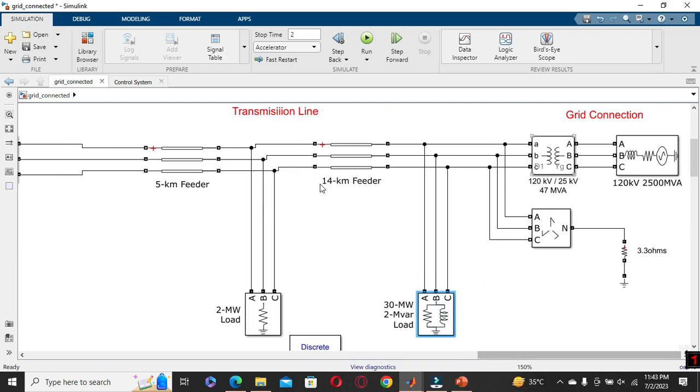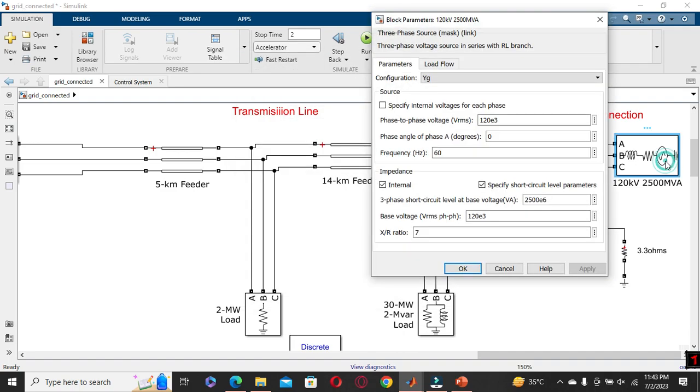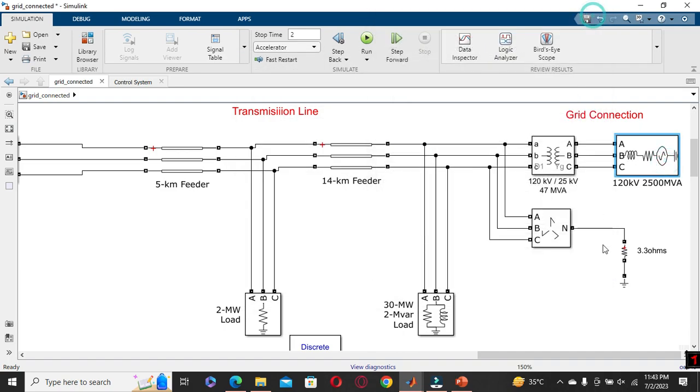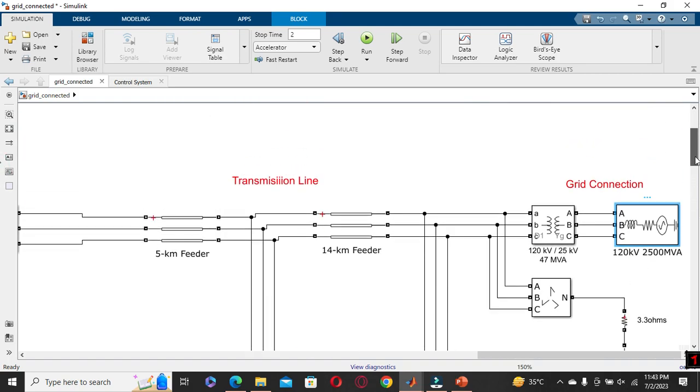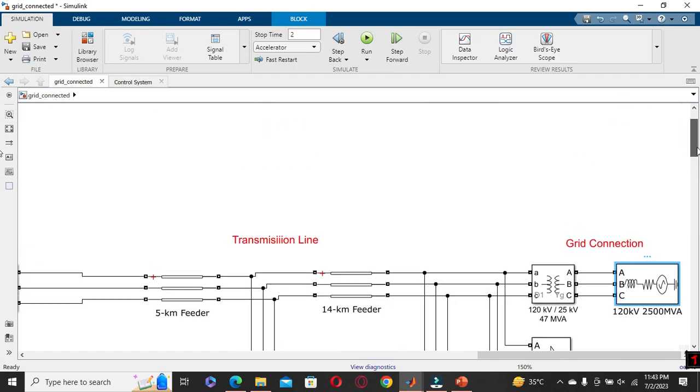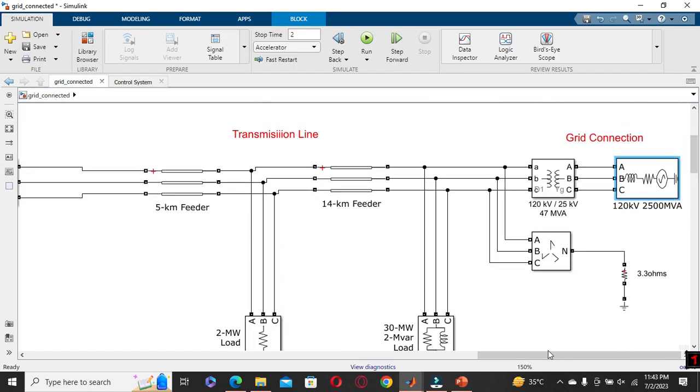So this is our connection to the grid, and this is the 3-phase voltage source we have taken to produce the grid level. So this is our 30 megawatt load, this is our 2 megawatt load, and this is 2500 MVA connected. So this is the overall part of the main simulation.